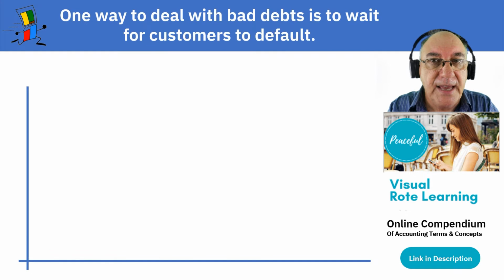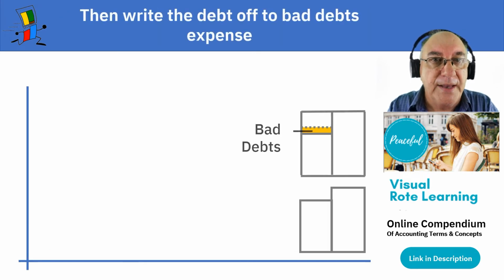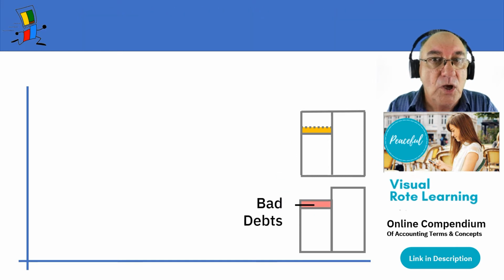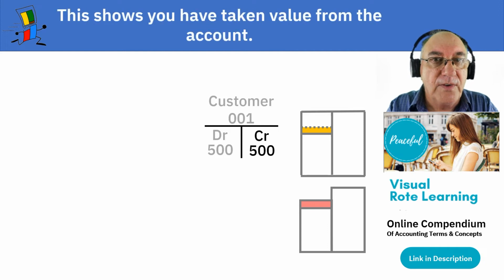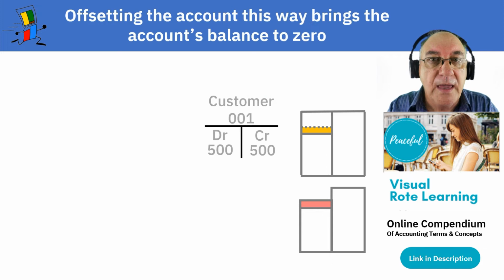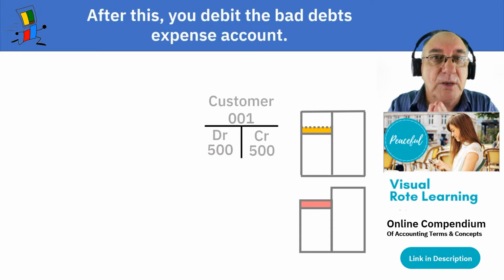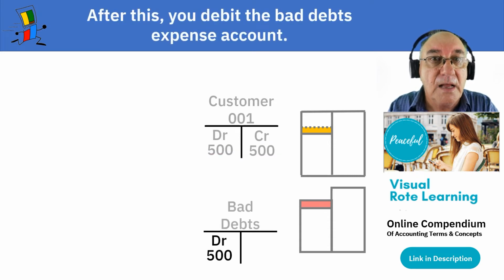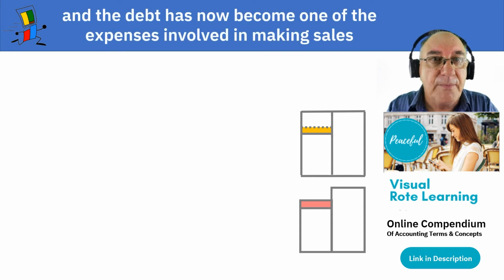One way to deal with bad debts is to wait for customers to default, then write the debt off to bad debts expenses. To do this, you credit the customer's account. This shows you've taken value from the account. Offsetting the account this way brings the account's balance to zero, thereby writing off the debt. After this, you debit the bad debts expense account. This shows you have assigned the value to bad debts, and the debt has now become one of the expenses involved in making sales.